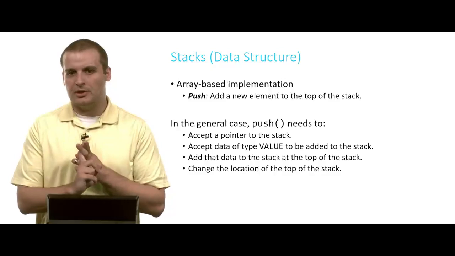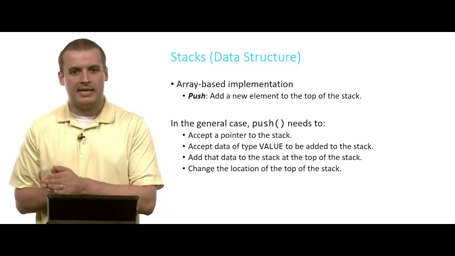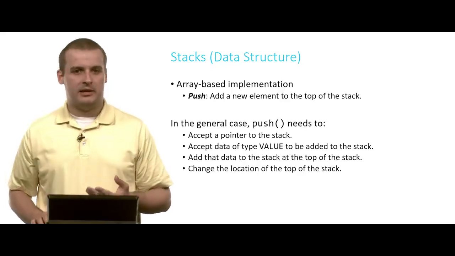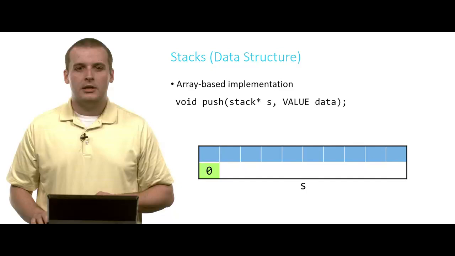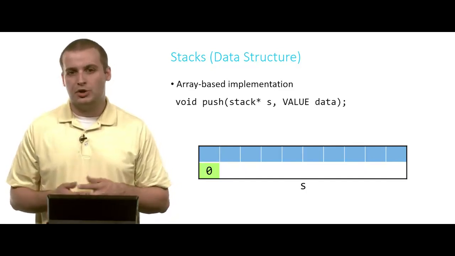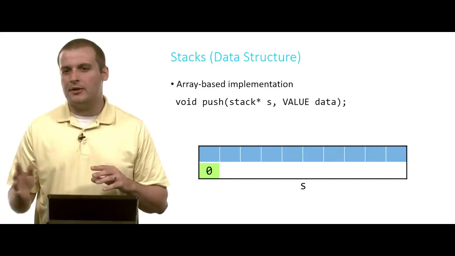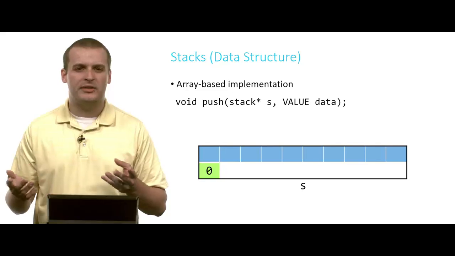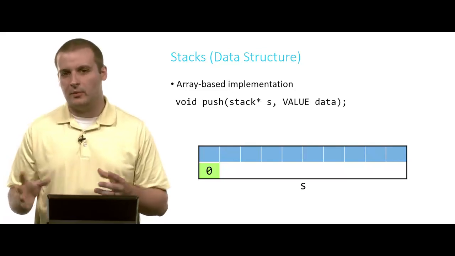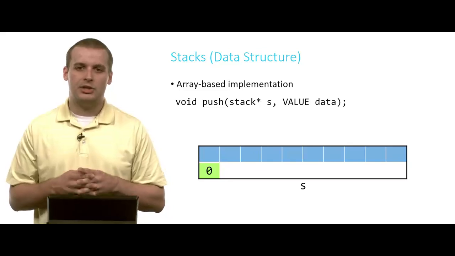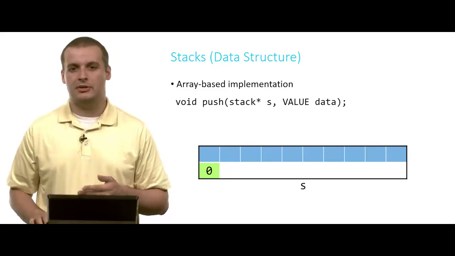So we've got our two parameters. What are we going to now do inside of push? Well, simply we're just going to add that element to the top of the stack and then change where the top of the stack is, that s.top value. So this is what a function declaration for push might look like in an array-based implementation. Again, this isn't a hard and fast rule; you could change this and have it vary in different ways. Perhaps s is declared globally, and so you don't even need to pass it in as a parameter. This is just a general case for push, and there are different ways to implement it. But in this case, our push is going to take two arguments, a pointer to a stack and a data element of type value, integer in this case.